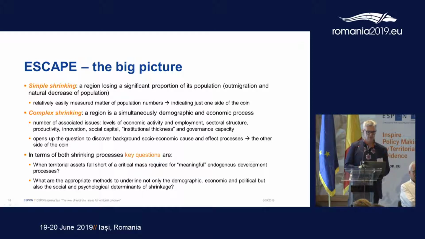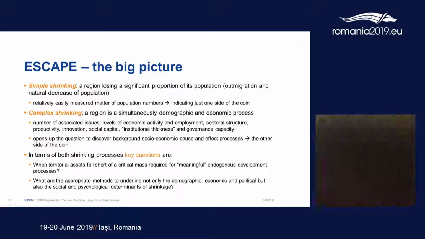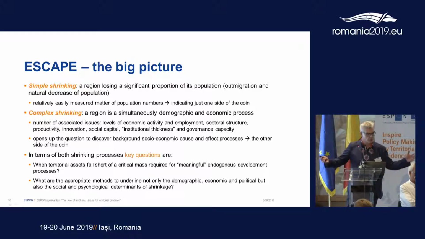So the components of simple shrinkage are outmigration and natural decrease of population, and data on future projections of population or of other demographic measures are scarcely available at low levels. That's why we also need experiments to identify potential indicators for simple shrinkage. One potential indicator could be, for instance, the number of decades with population shrinkage. Then you get a somewhat longer-term picture at low units.